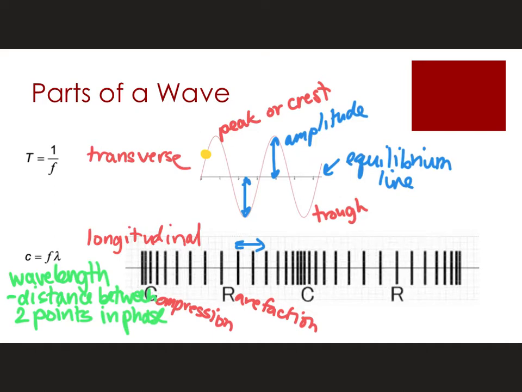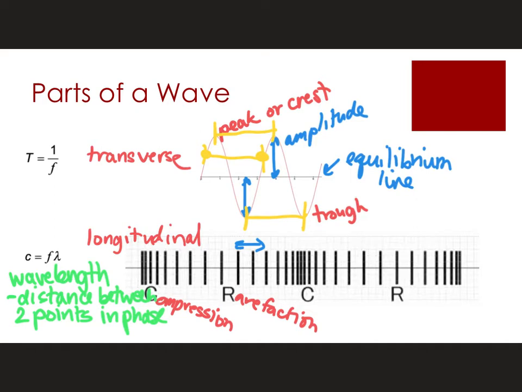If I want the next point in phase, I'm actually going to need to go all the way through and back to here. Now, those 2 points are in phase. A lot of the time, some people will say from just one peak to the next or one trough to the next, and you have to say the next one, not just any one. But if you look at all of these distances I'm just drawing here, they're all exactly the same. So that is our wavelength.